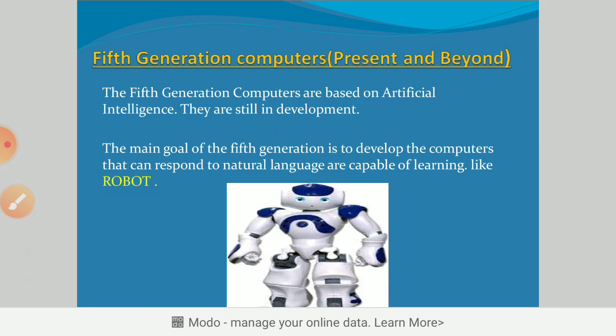Now, fifth generation of computers. The fifth generation computers are based on artificial intelligence. They are still in development. The main goal of the fifth generation is to develop computers that can respond to natural language and are capable of learning, like robots. Dear students, scientists are now trying to develop fifth generation computers in a way that they can think on their own. This is called artificial intelligence. Robots work on this technology.